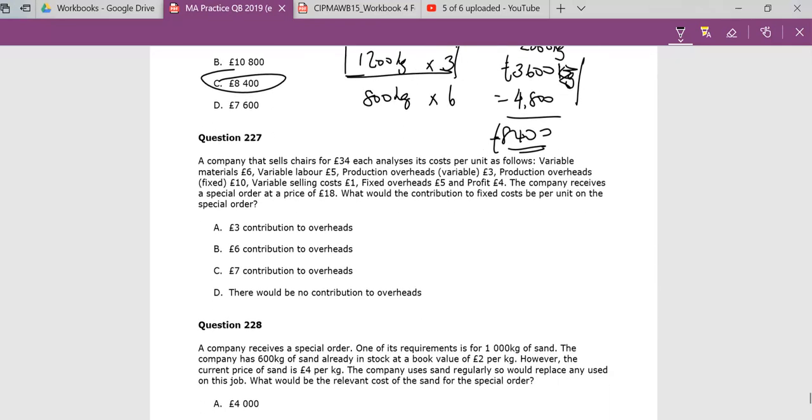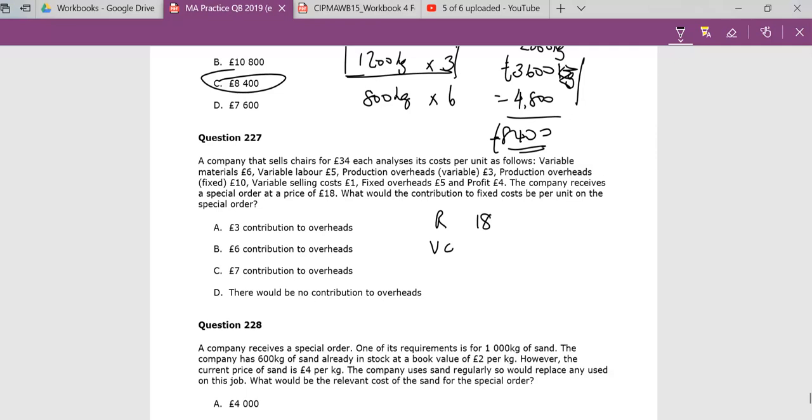Question 227. It says that this business sells chairs for 34, and there are some issues here with the variable costing. You've got a special order, and the question is, what's the contribution for the special order? Well, you're going to receive 18, which is the revenue. So let's look at all the variable costs.